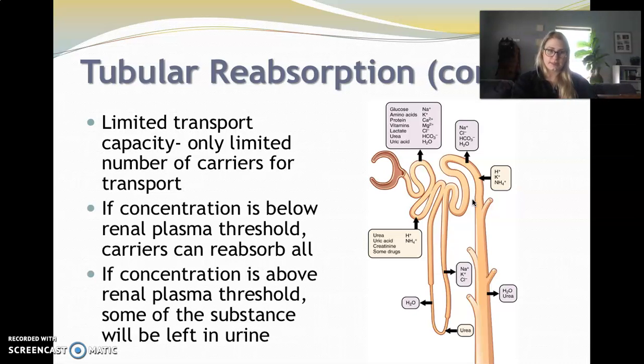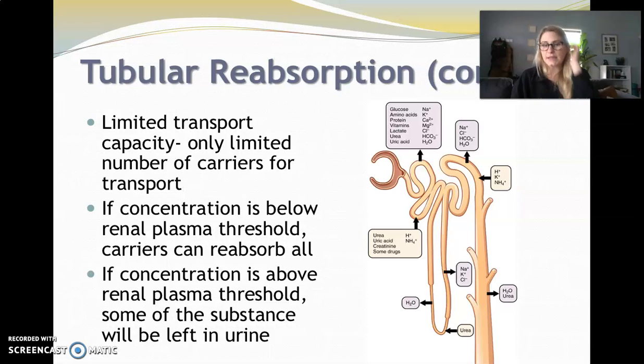Limited transport capacity. We only have so many carriers for transport. So if the concentration is below renal plasma threshold, the carriers are going to reabsorb all that they possibly can. This means that if we don't have much of that substance, let's say we don't have much glucose in our blood, your carriers are going to be able to pull all of that glucose back into your bloodstream.